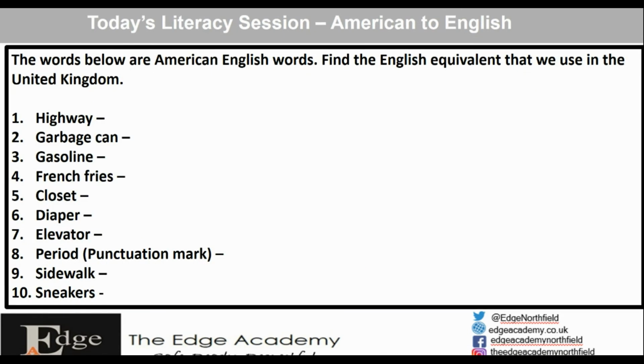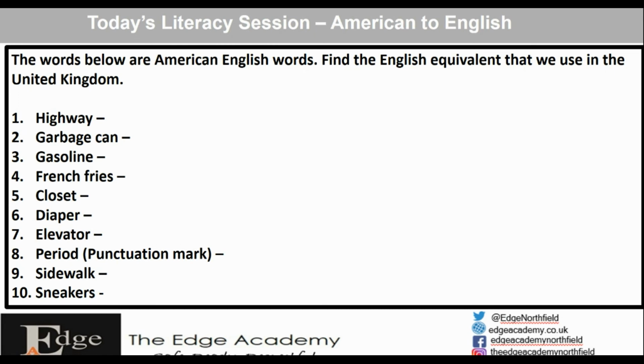Okay, looking now at American words and then seeing what they are in English. What I want you to do is look at the American English words, and find the British English equivalent that we use in the United Kingdom. I am going to put on a dodgy American accent here, so I apologise now if it's a bit cringy. So what are these words in British English?